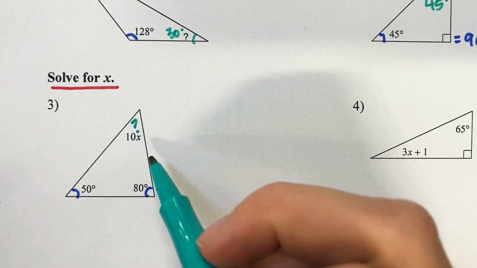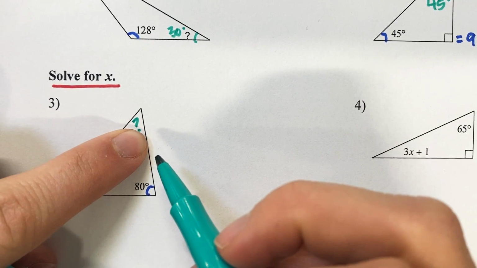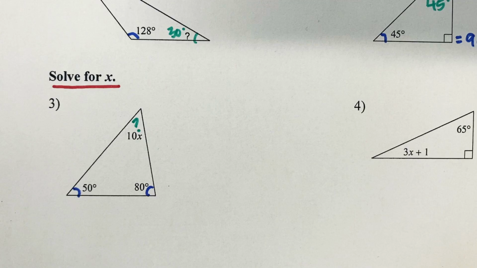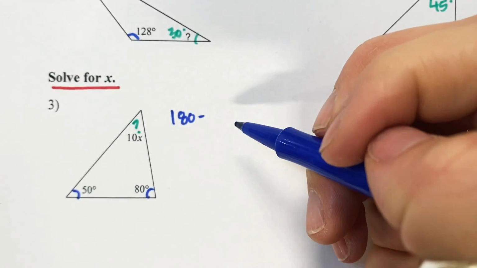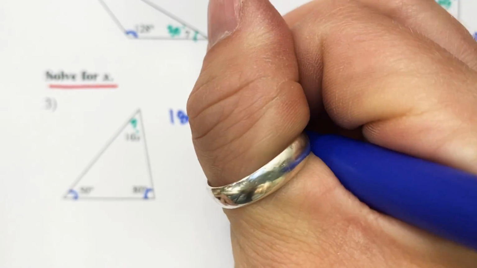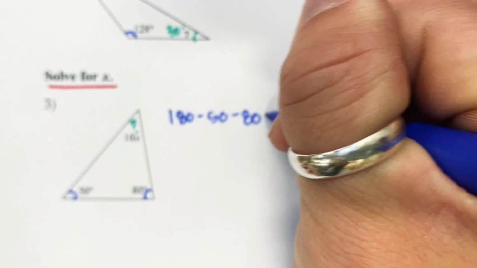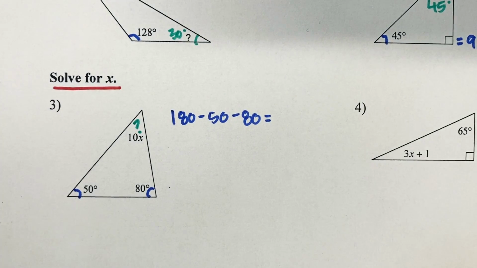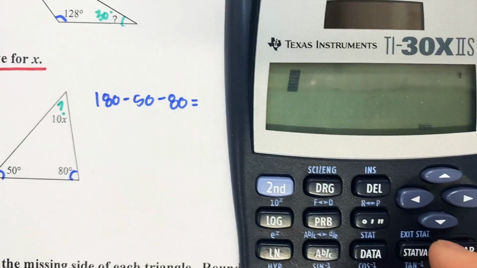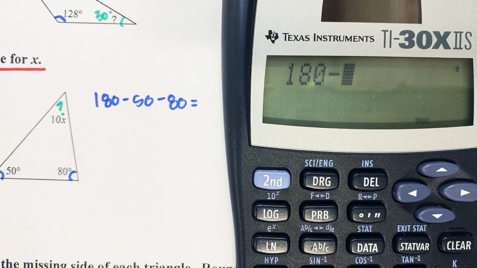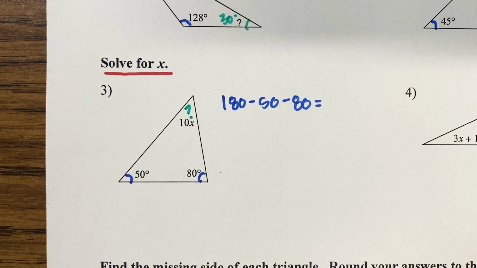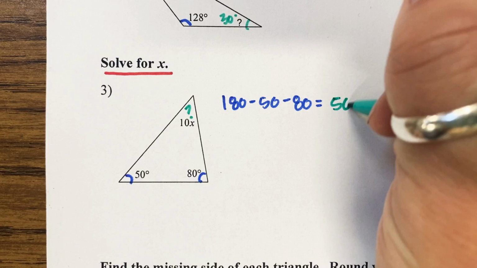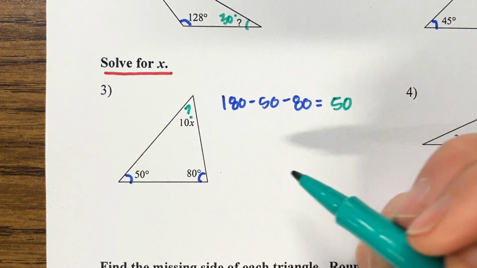We're supposed to find the x in this third angle right here. In order to do that, we're just going to treat this like it's just a question mark, just like in numbers 1 and 2. So we take our total number of degrees, which is 180, and subtract the two angles that it gives us, 50 and 80, in order to get that third angle. Let's put that in our calculator. 180 minus 50 minus 80, and we get 50. So we know that this angle right here has to equal 50.